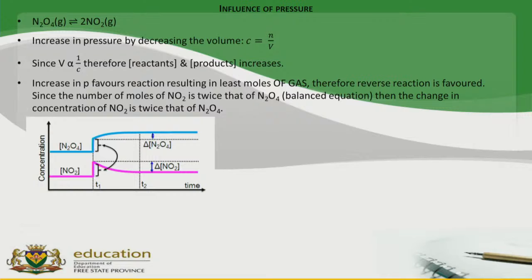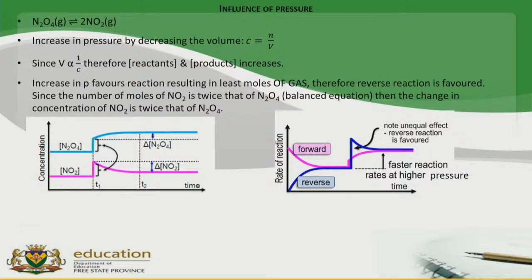Don't forget, the change in those concentrations depends on the number of moles. So the change of NO2 concentration will be twice the change of N2O4, since the number of moles of NO2 is twice the number of moles of N2O4. Now, when we're expected to draw the rate versus time graph, we are at equilibrium where the rate of the forward reaction equals the rate of the reverse reaction.